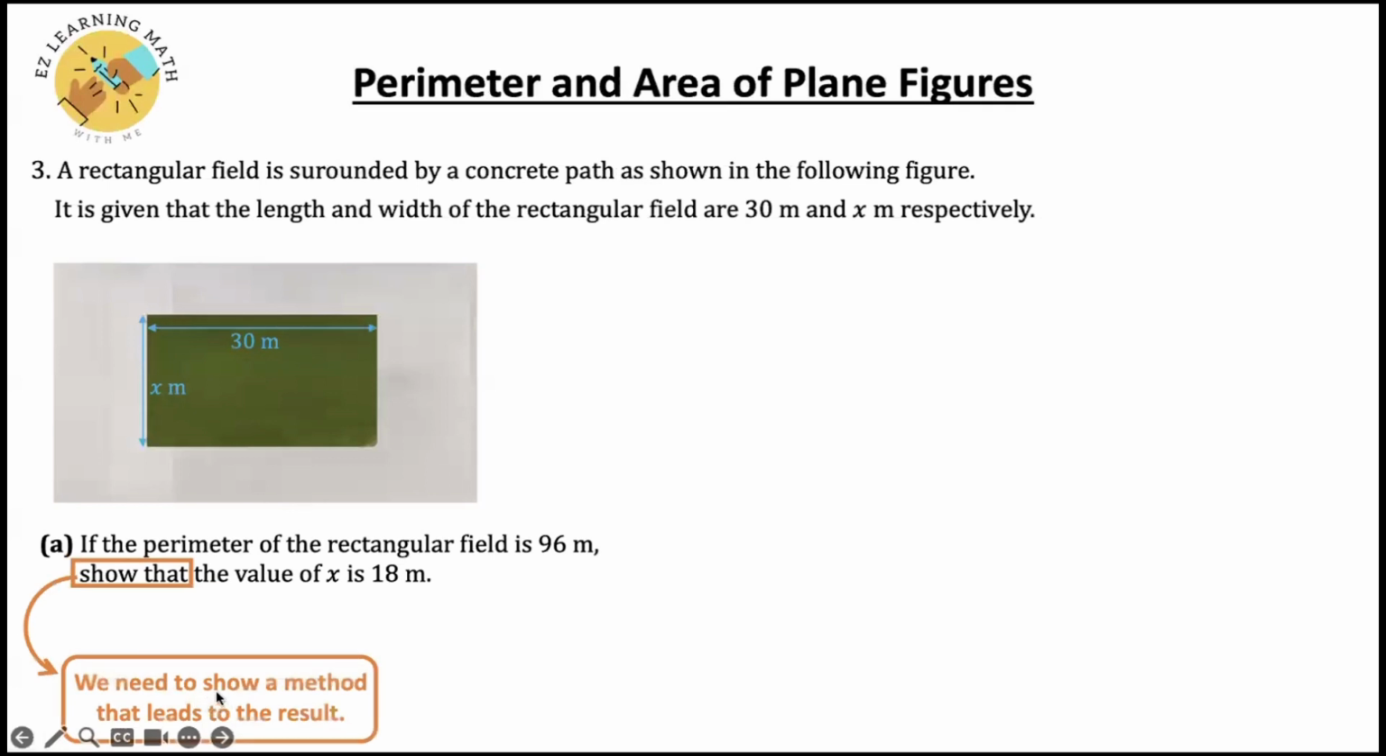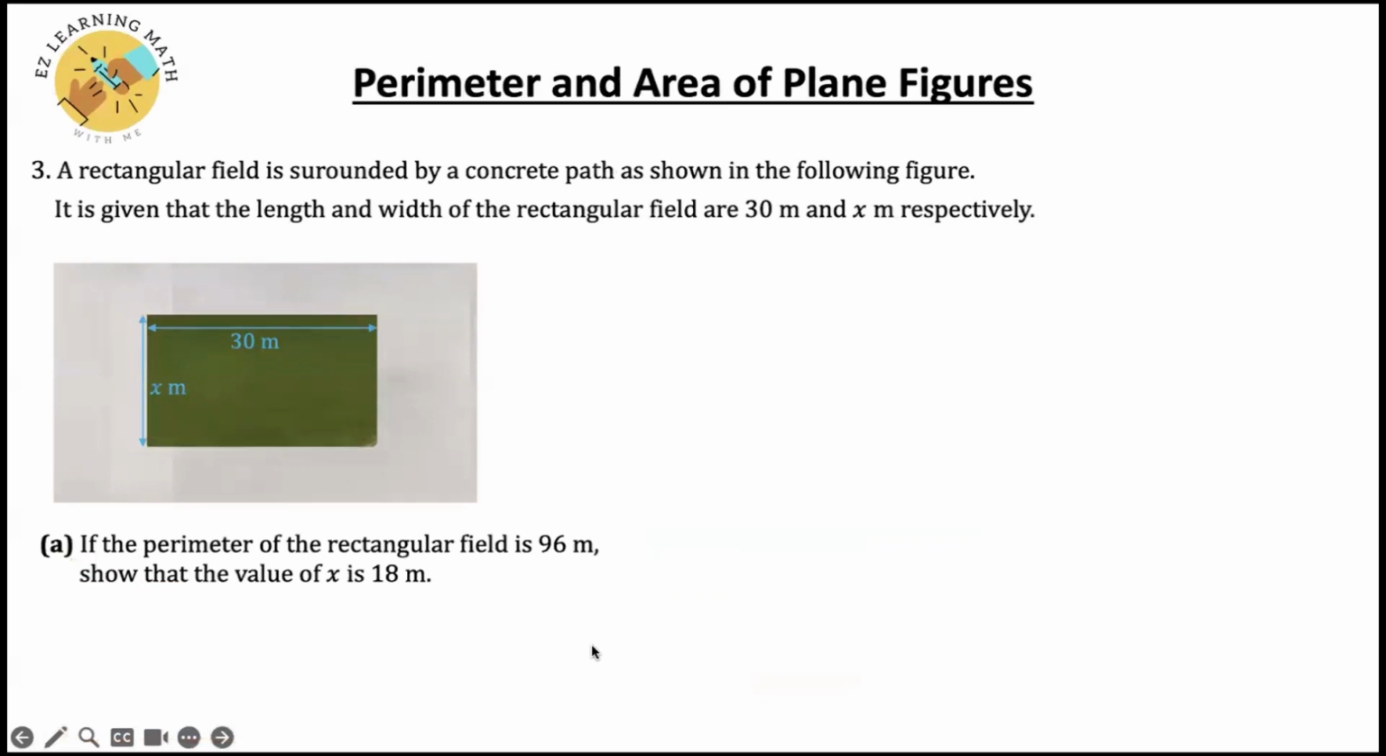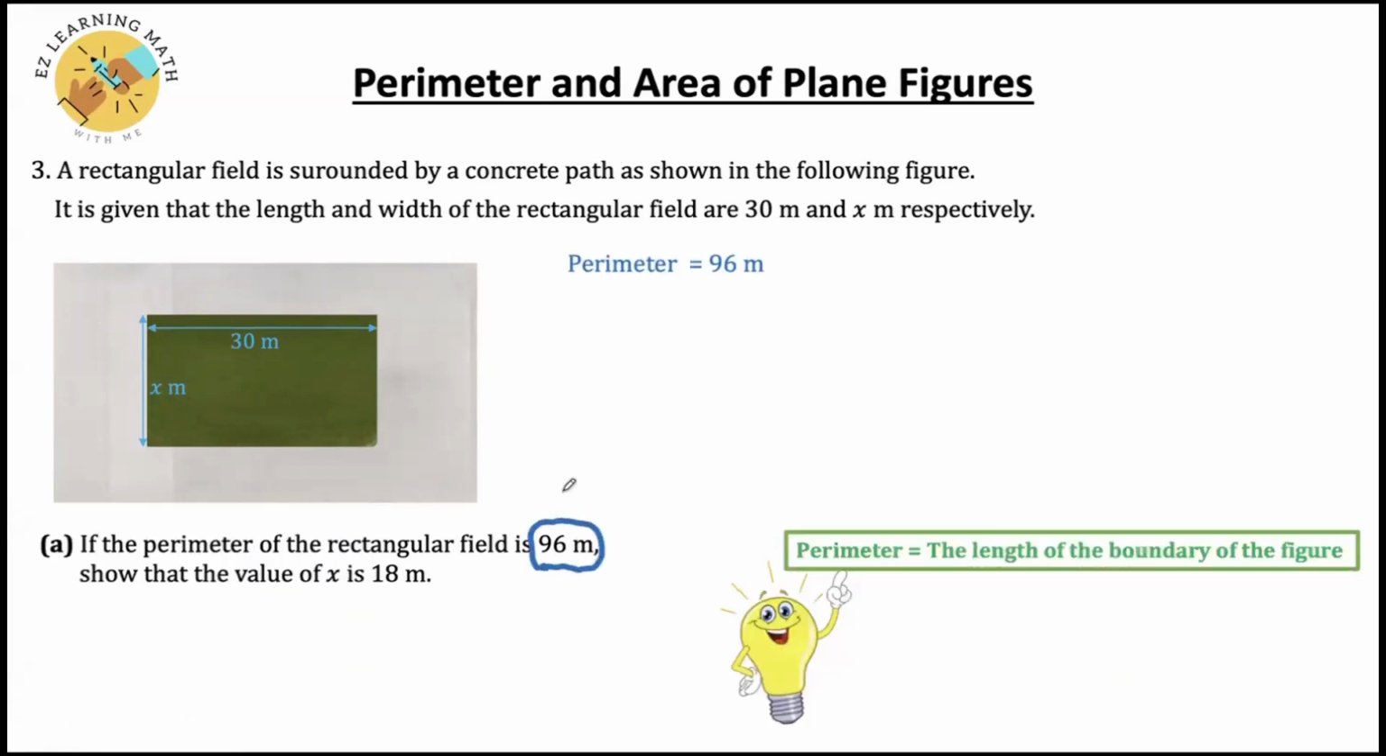Show that indicates that we need to show a method that leads to the result. Please remember not to substitute x equals 18 from the beginning. Okay, first let's write the information given from the question. We know that the perimeter is 96 meter. Remember that perimeter is the length of the boundary of the figure.